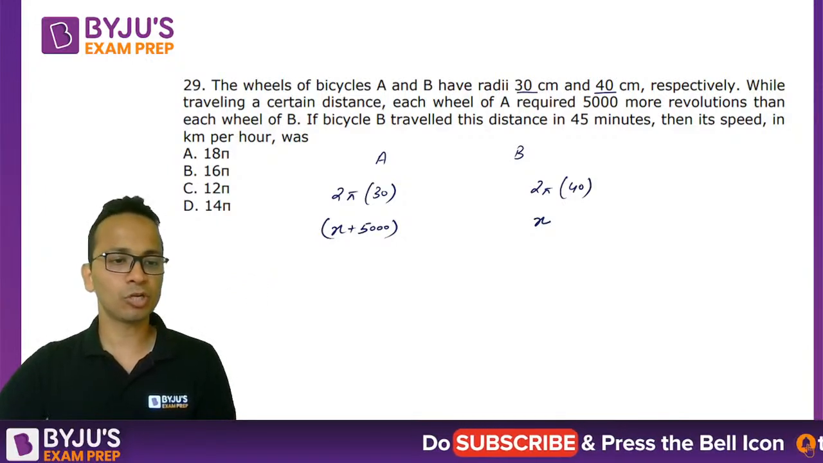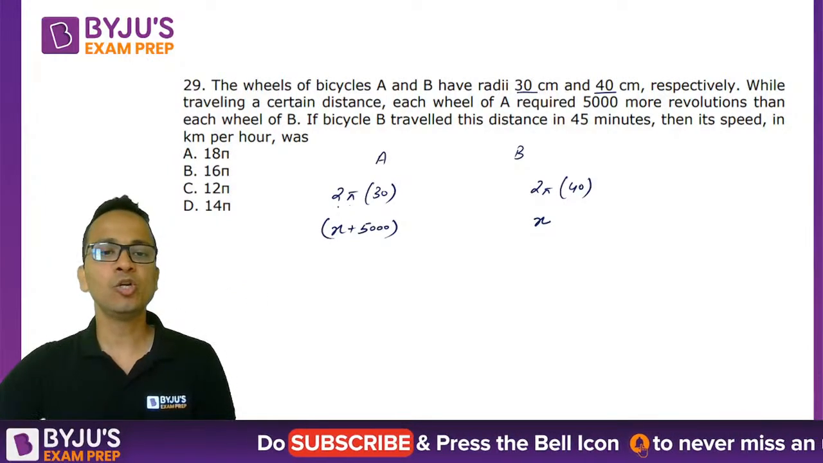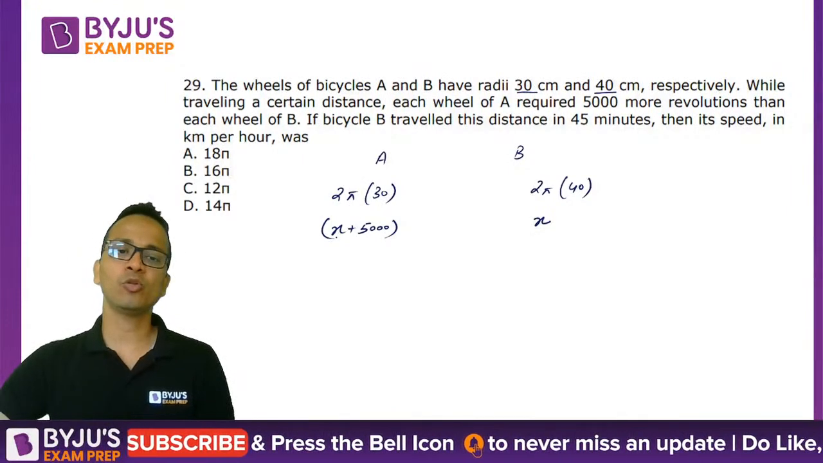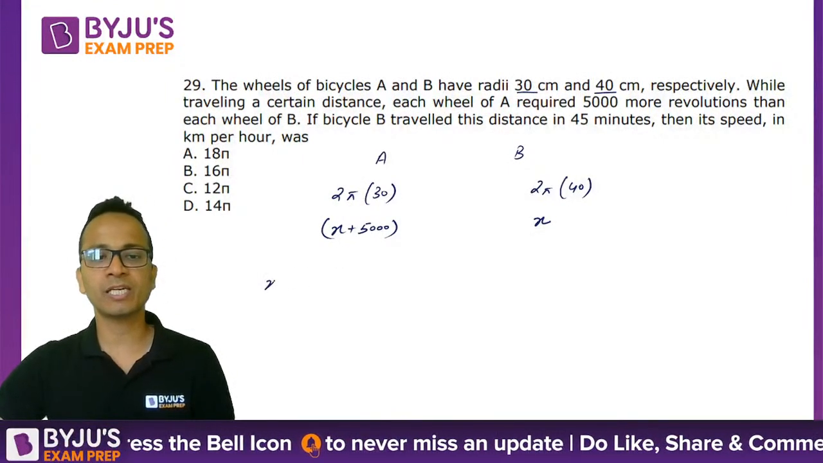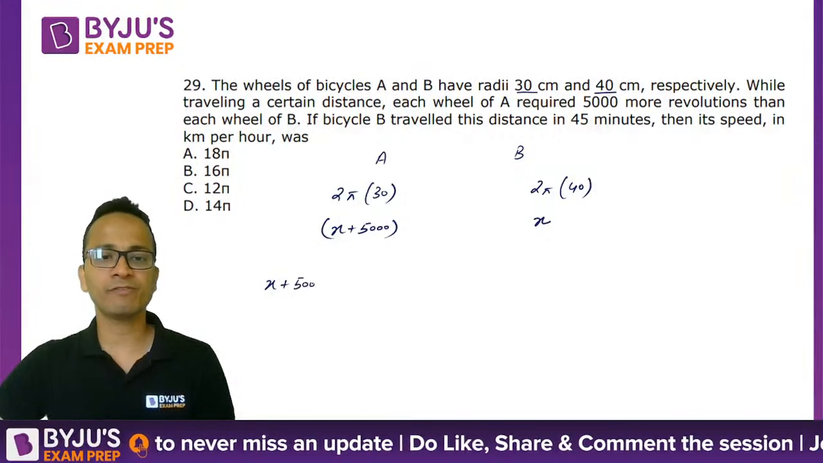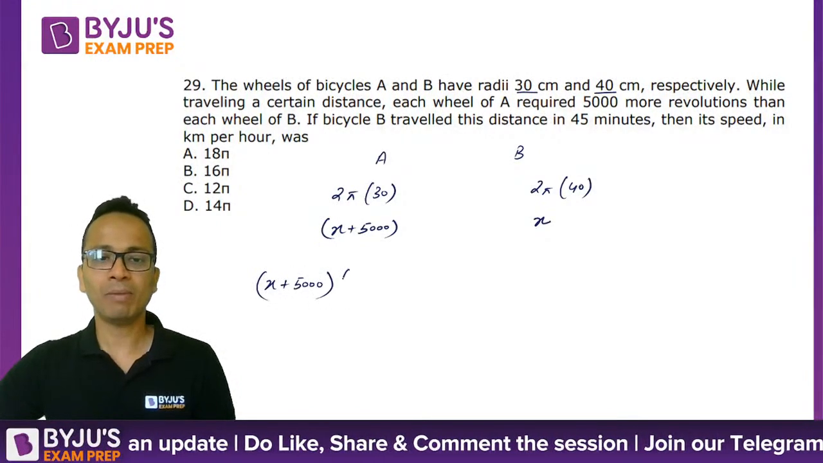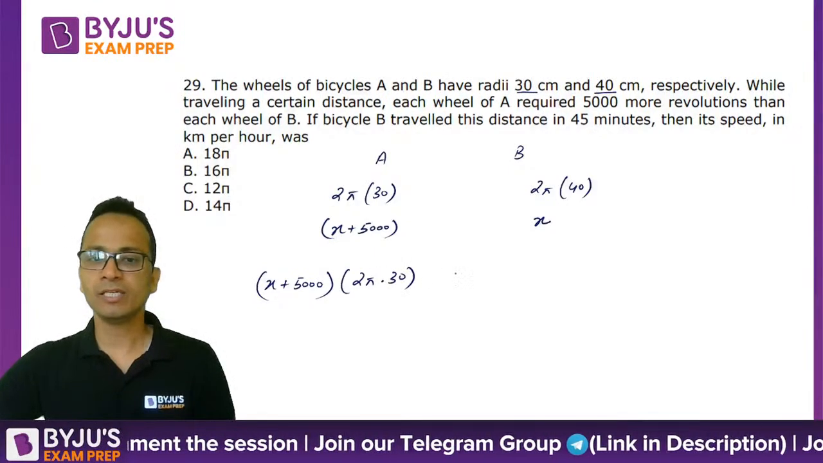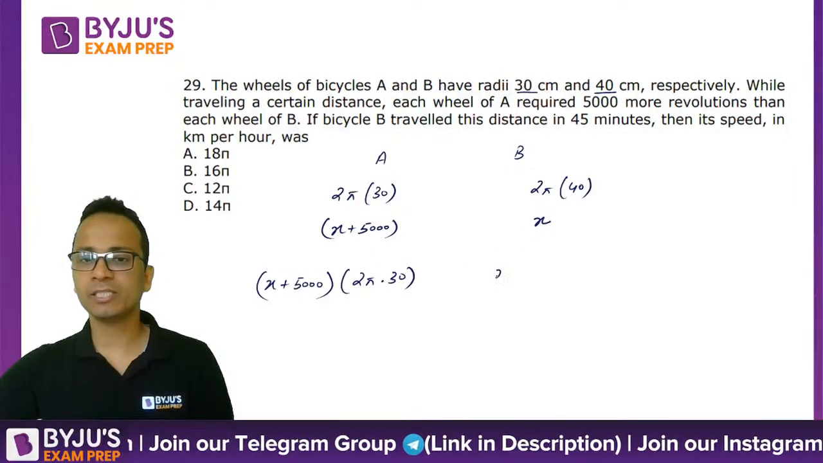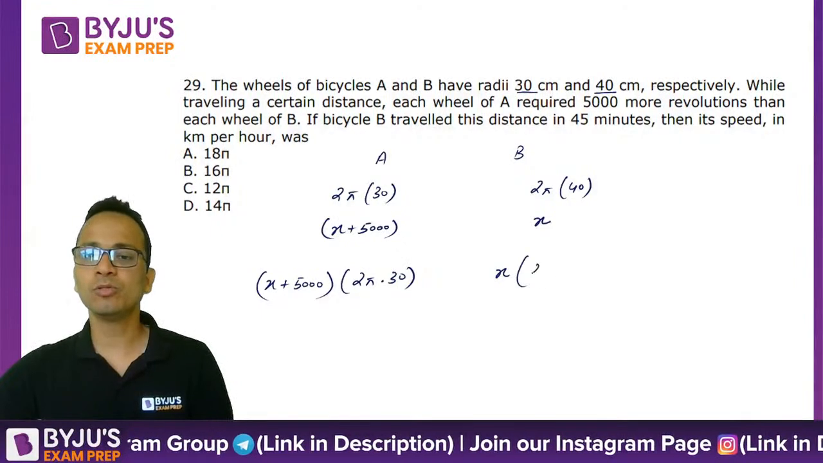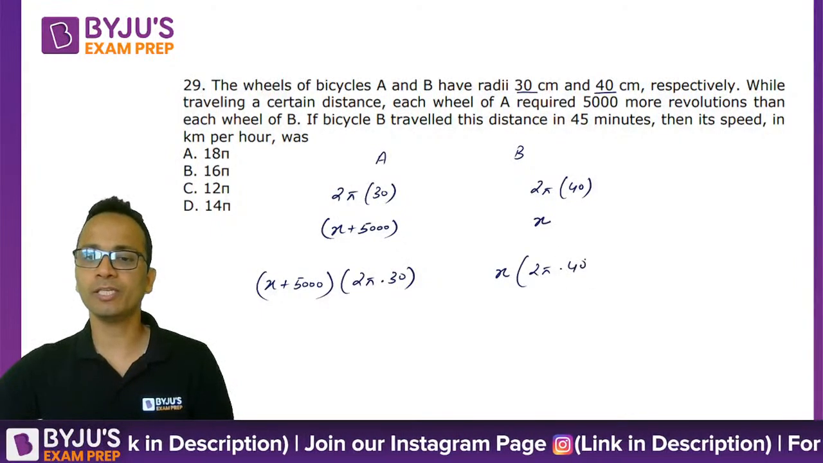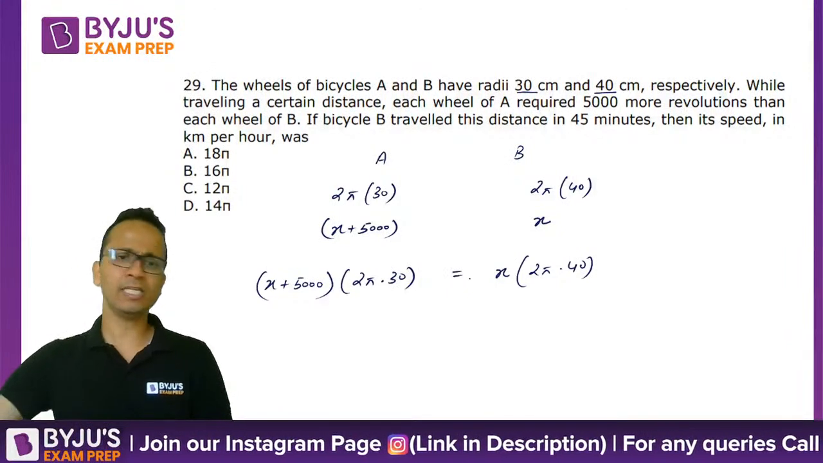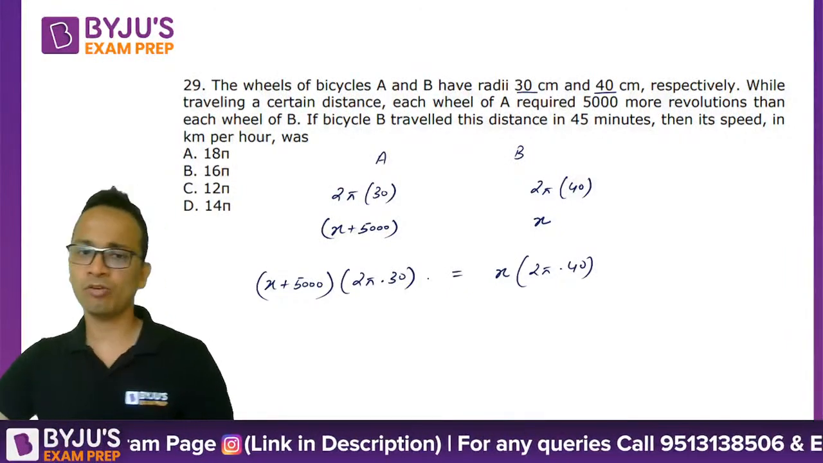It will travel the product of this. So in one revolution it travels 2 pi into 30, then in X plus 5,000 revolutions how much will it travel? X plus 5,000 multiplied by 2 pi into 30. Okay. And for B, the distance travelled will be X into 2 pi into 40. And these two distances are equal. Now from here you can solve for X.